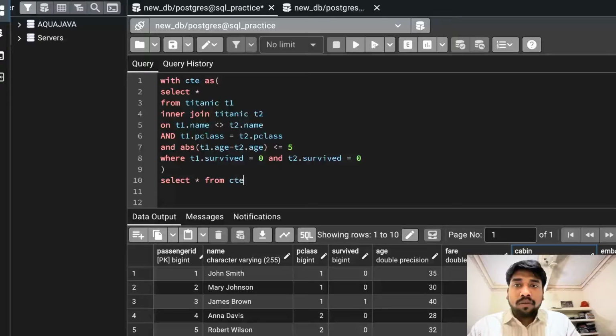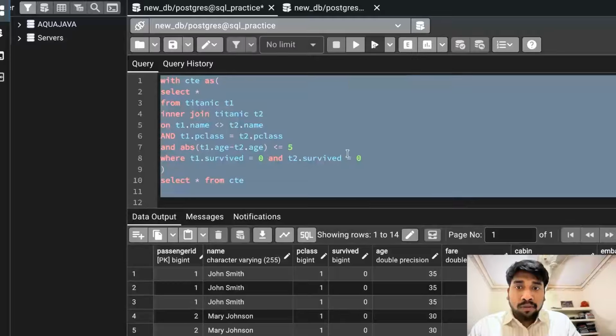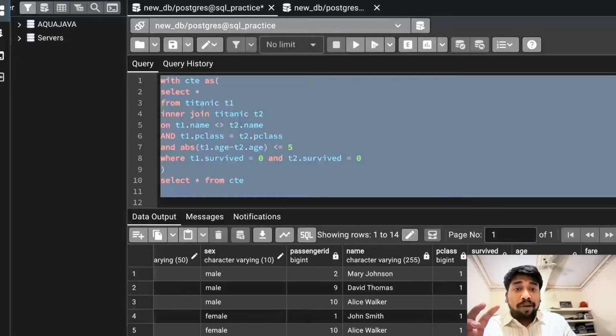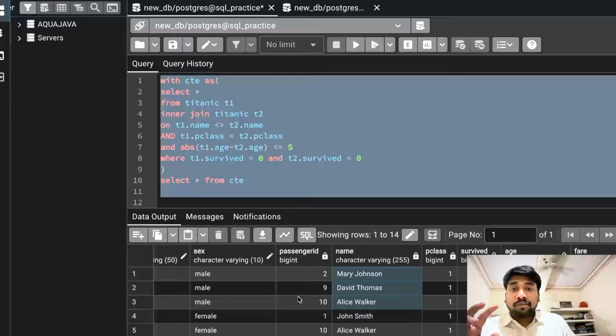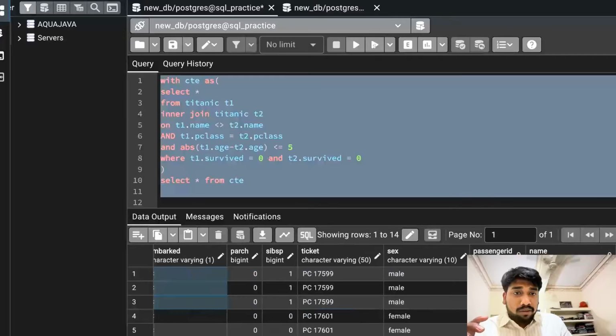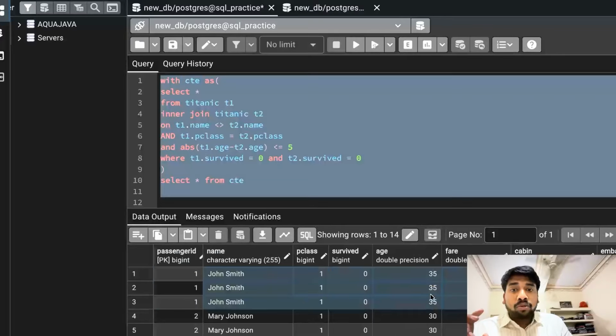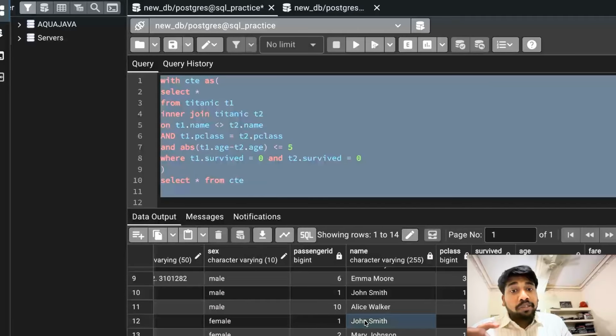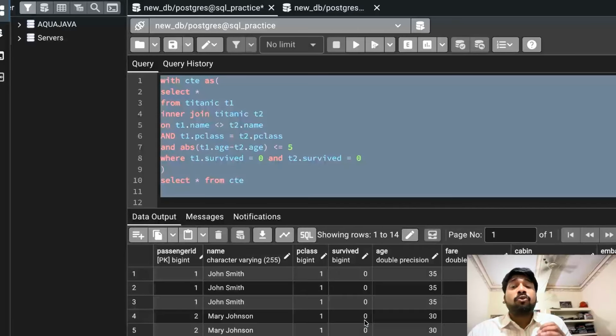From CTE. Now here we have filtered everything, and you can see that each passenger is compared with other passengers on the basis of their conditions. You will see that there are duplicates. For example, for John Smith, you have Mary, David, and Alice. If we check for Alice, which is in the last row, you can see John Smith is again there. So there will be duplicates, and this is what we wanted.